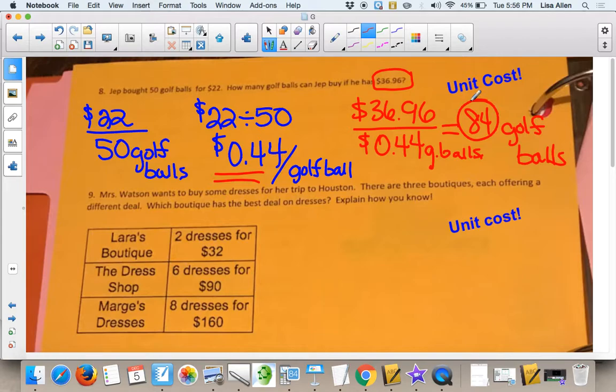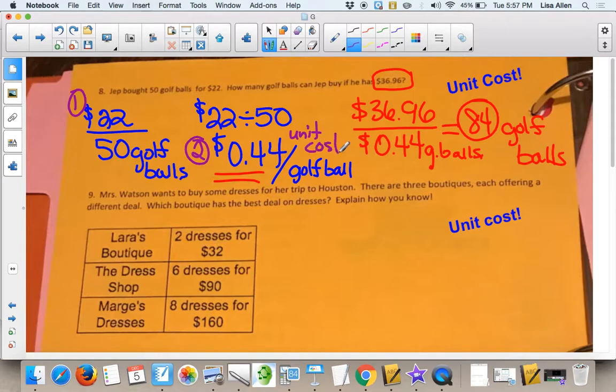Okay, so if you are going to do this by hand, your first step is you're going to take your total, your $22, divided by your 50 golf balls. You're going to find your unit cost. Actually, not there. You're going to find your unit cost here, second one. So this is your unit cost. I'd probably write it a little neater than this. Grandma's kind of in a hurry.